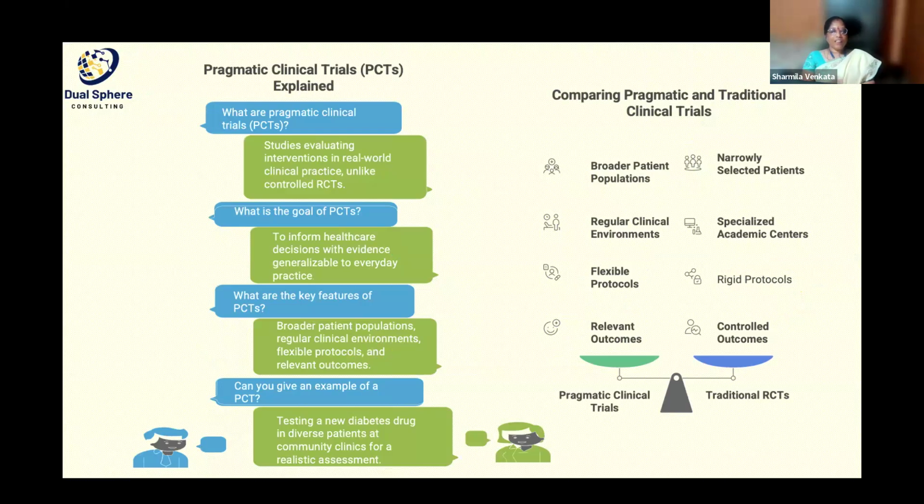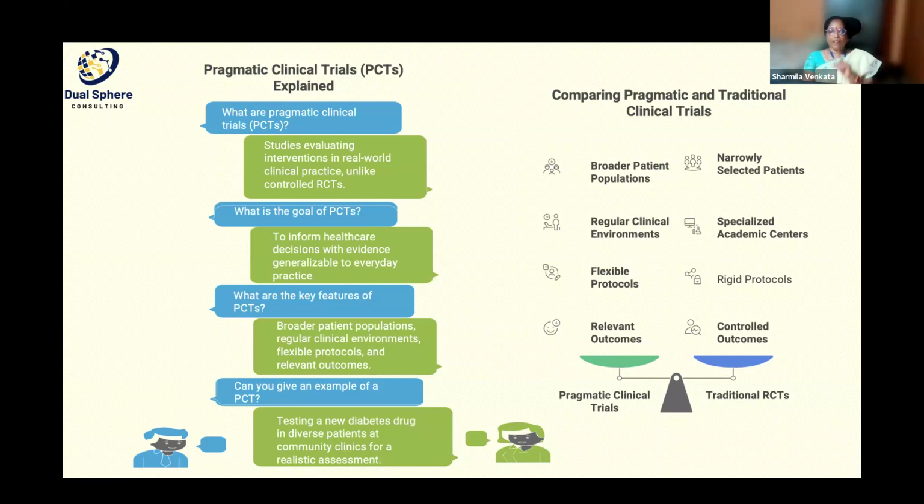Traditional RCTs have narrow inclusion criteria. Patients are usually young, healthier, and not representative of the real population. They take place in a controlled environment, in specialized academic centers with rigid protocols, and use surrogate outcomes like lab values. This makes RCTs excellent for internal validity, but weak for external validity.